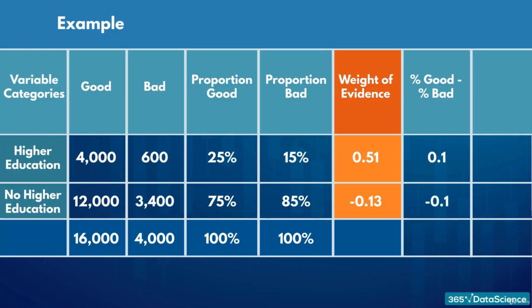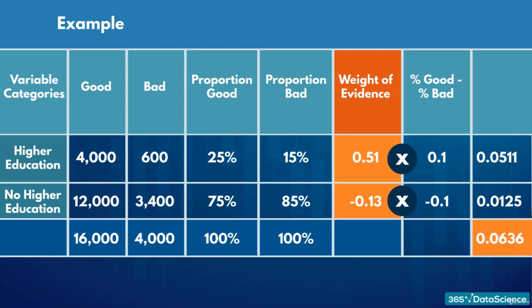We get minus 0.1. Next, let's multiply each weight of evidence by the weight we just calculated and sum up these two products. The result we get back is 0.064. It is the information value of the education variable. Using the selection criterion we mentioned a minute ago, this information value indicates that having a higher education or not has relatively weak explanatory power. However, it is significant with respect to being a good or bad borrower.